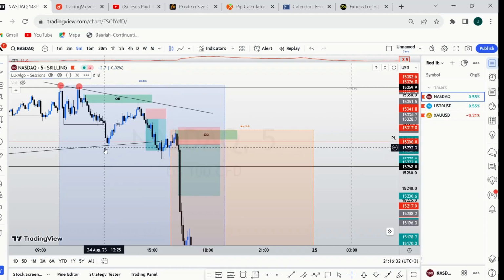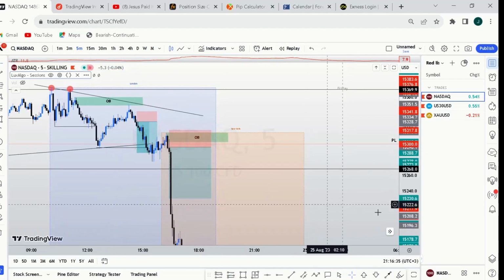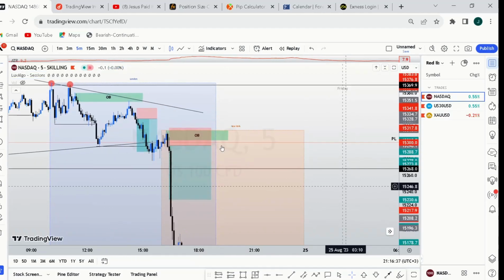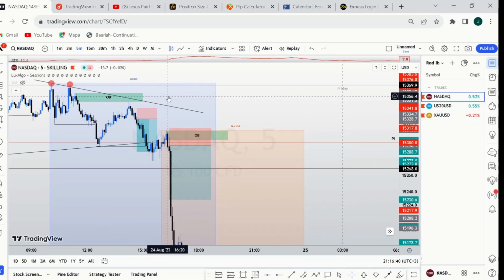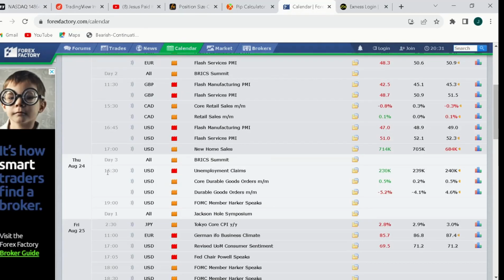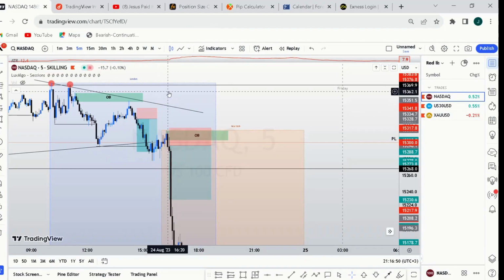So it gave me another break of structure here, or break of support. I was like, wow, this thing is still going down. But I didn't forget that we have news, man. We have news which are coming in, and you can see here the news were already out, because the news were around 15:30, which is 3:30 p.m. on my local time zone.